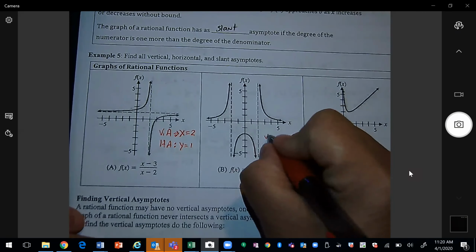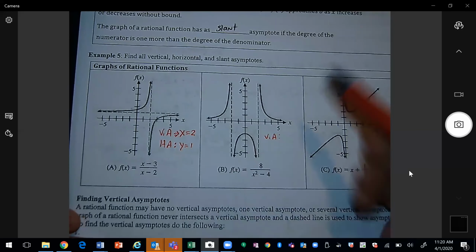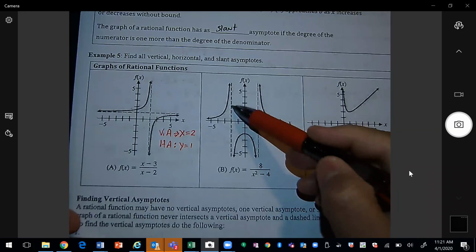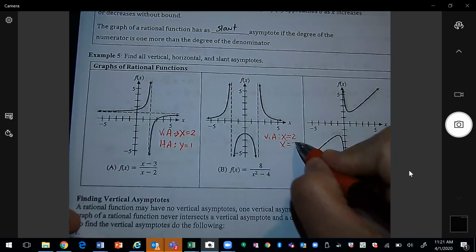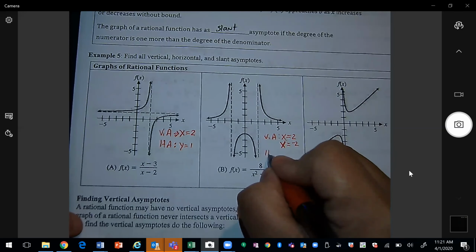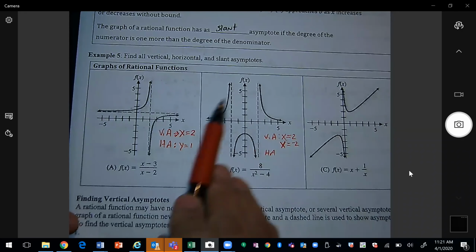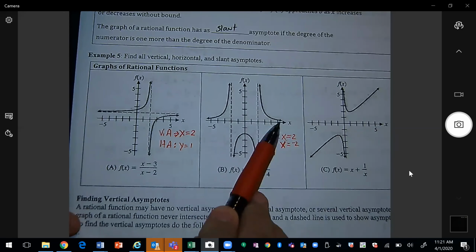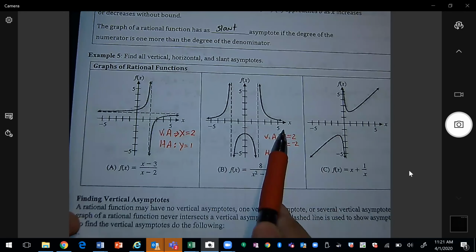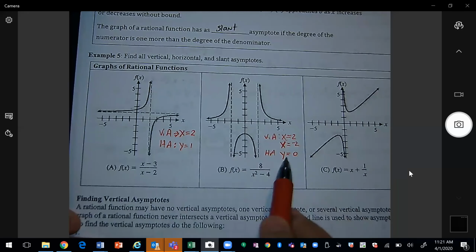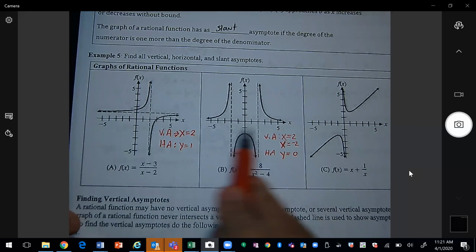For this one, for the vertical asymptotes, we have this line here, which is at x equals 2, and then we have this line here, which is at x equals -2. And then for the horizontal asymptote, you don't see any dotted line that is horizontal. However, notice that the behavior of this graph is getting really, really close, but it's not going to cross over that x-axis. So there is a horizontal asymptote, and it's at y equals 0. At y equals 0, the graph is not going to cross this x-axis.